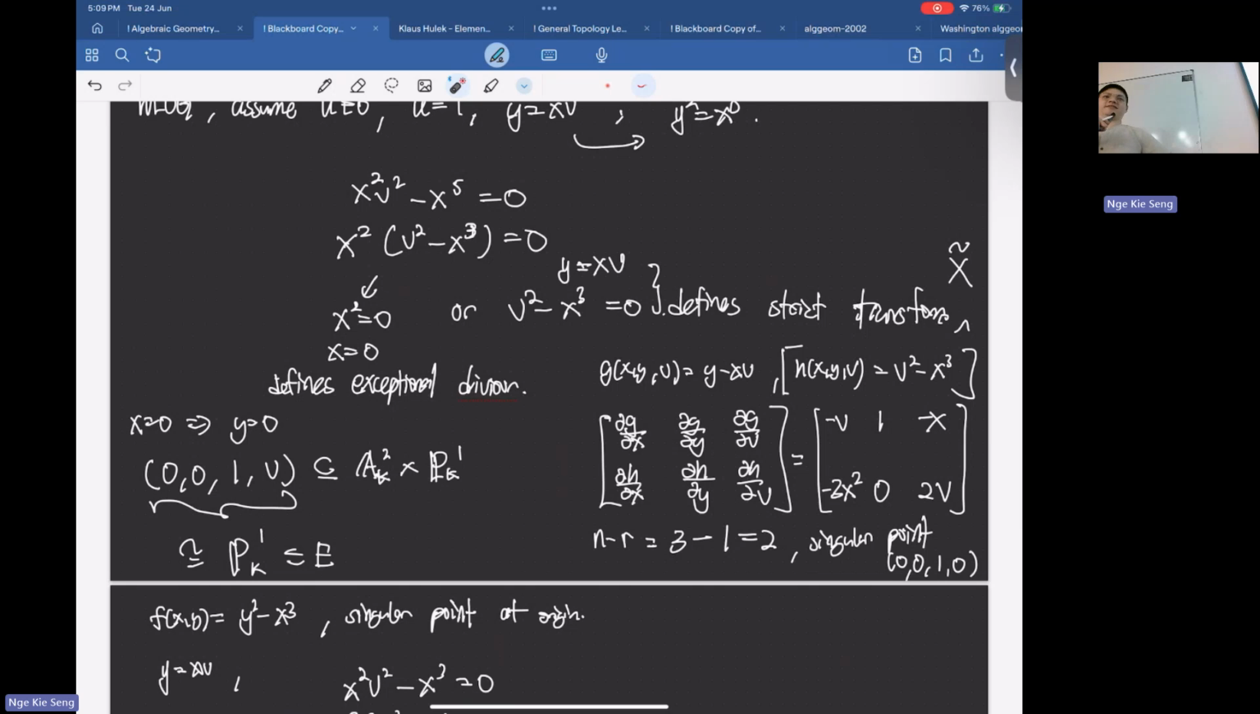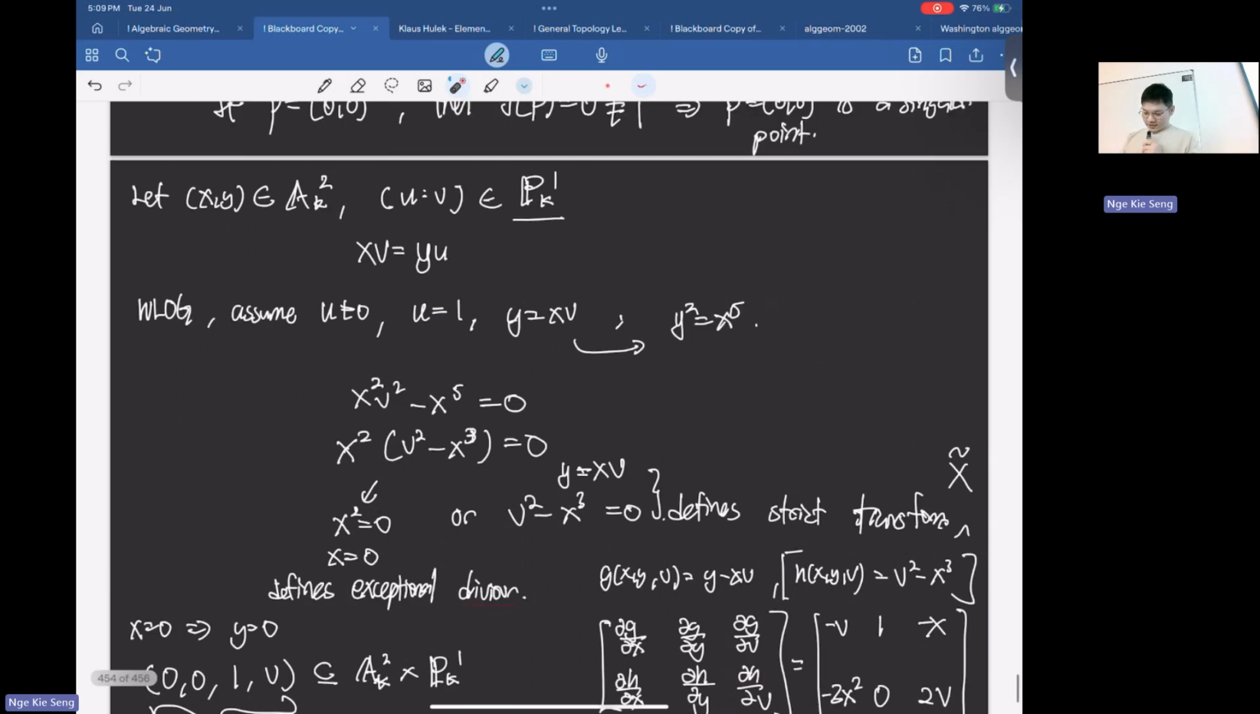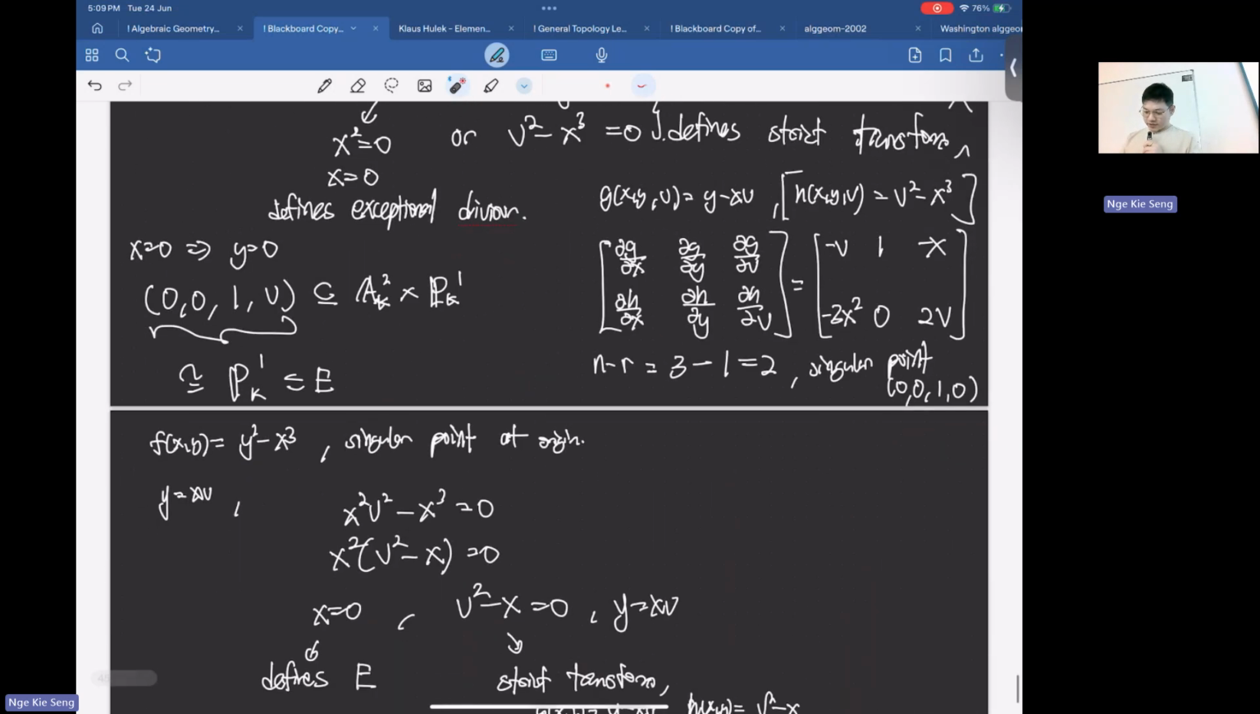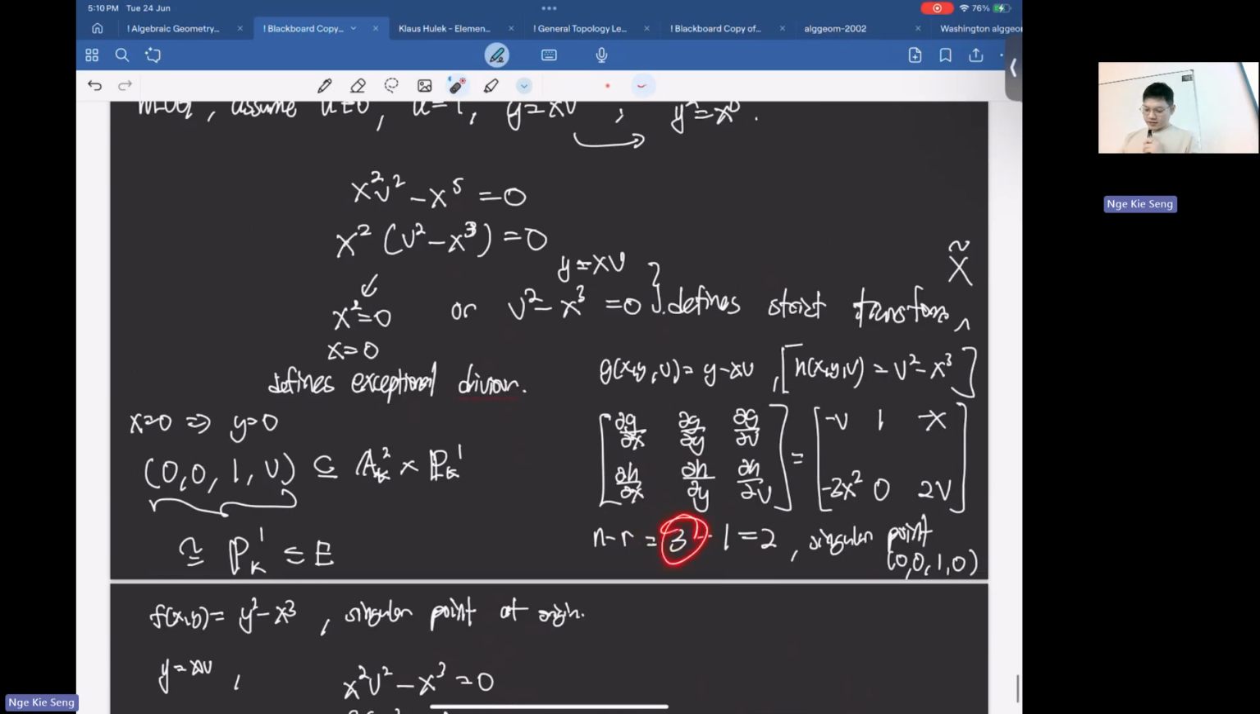A theorem, but I forgot already. Okay, I think I need to take it out also because I also need that result. Another thing he mentioned was when he tried to compute this dimension, right? This is the dimension of A2 cross P1, right?